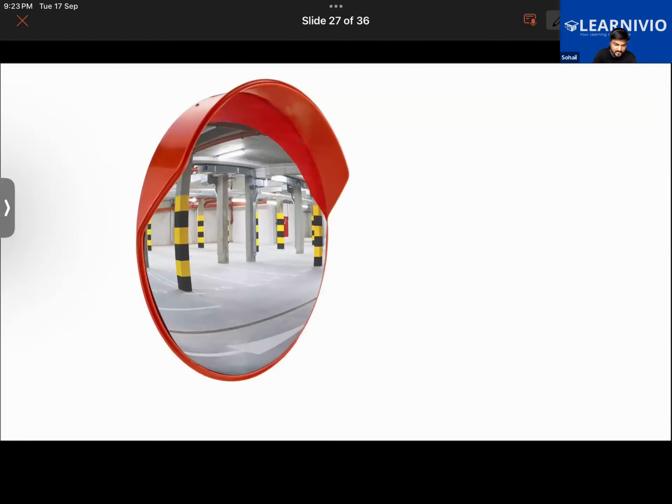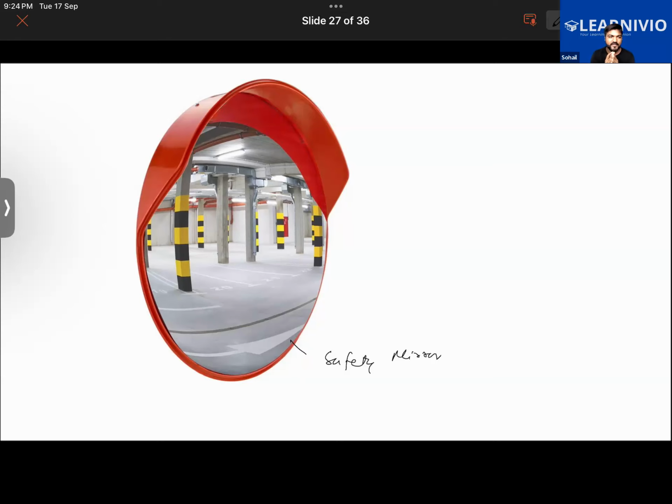You guys can look at this one. This is also called a safety mirror. Sir, why is that called a safety mirror? It is called a safety mirror because it covers the image of a wider area. It forms an image of a very large area.